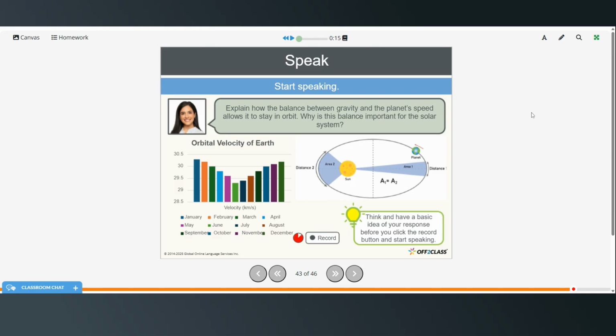You can pause the video, study the graph and the diagram, and then when you're ready, start speaking your response aloud, and then restart the video when you're ready to continue.